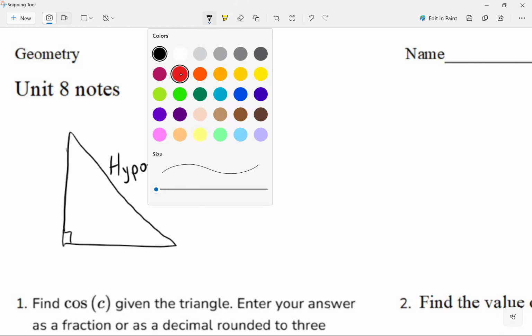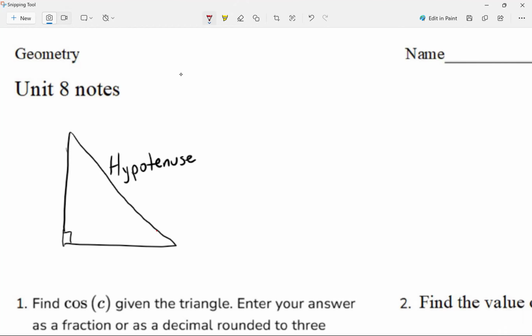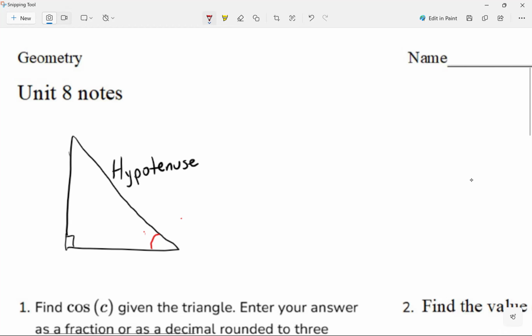Let me use red for this. Let's say in this corner, I choose this corner. So I'm going to put my theta here. Now, if I'm choosing this corner, this side right here is what we're going to call opposite. And this side right here is what we're going to call adjacent. Again, opposite means far away, adjacent means next to or close to. Far away from the corner theta or close to the corner theta. That's how we're going to get it.